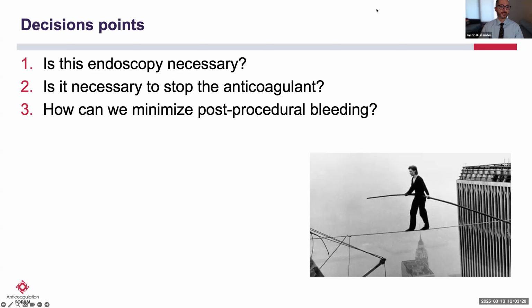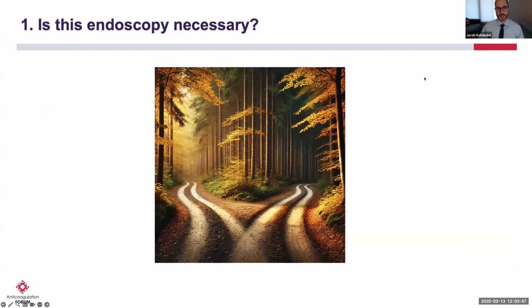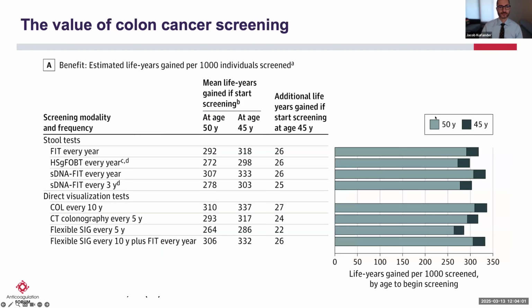The first question is, is this endoscopy necessary? Is the benefit going to exceed the risk of the procedure? Second, is it necessary to stop the anticoagulant? And third, how can we minimize the post-procedural bleeding risk? So first, is this endoscopy necessary? Do we take the fork in the road toward the endoscopy? Certainly, the safest procedure is the one that we never do, right? And so, how can we make the best decisions on this front?